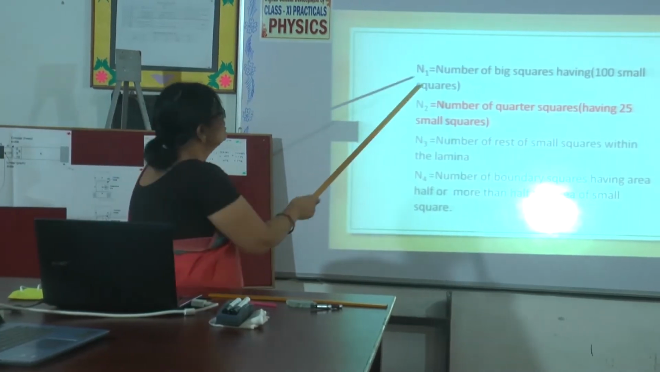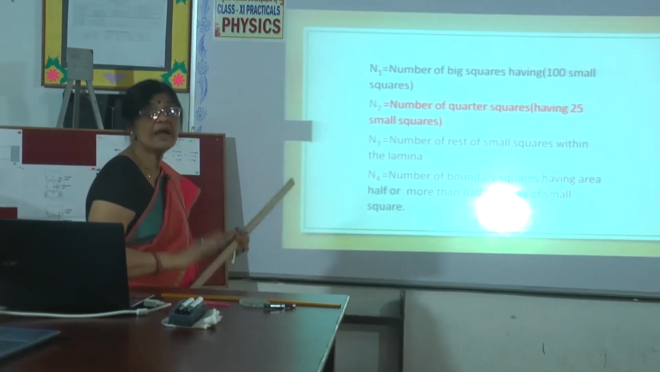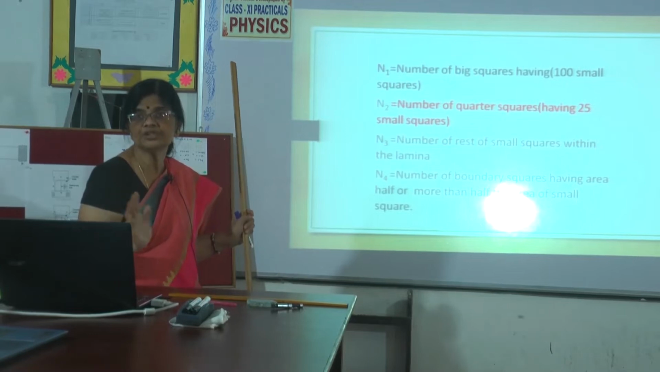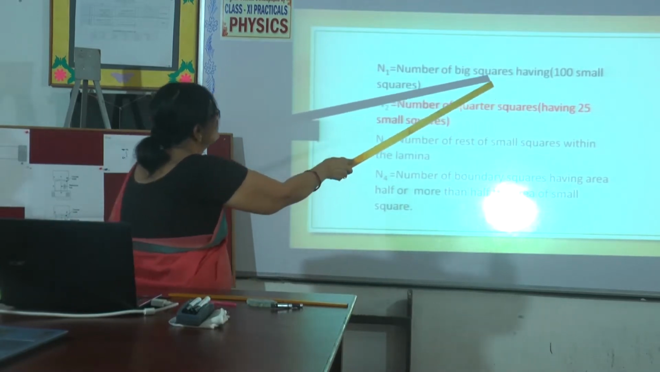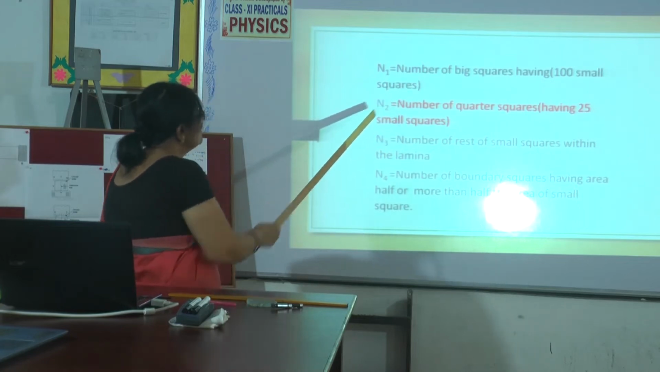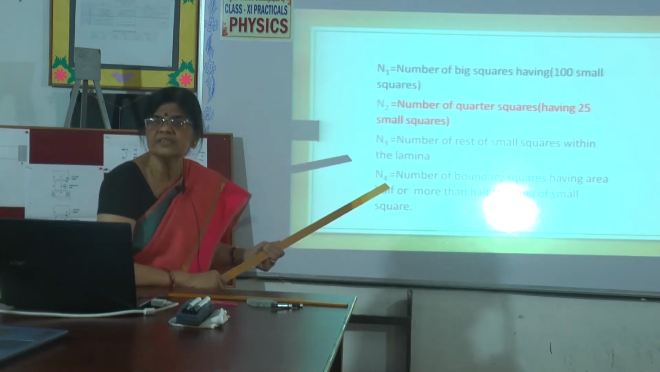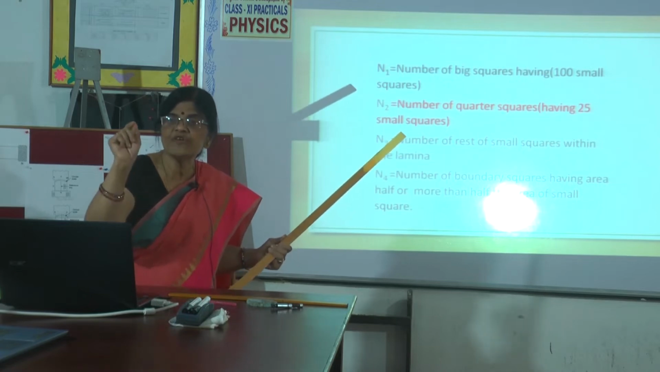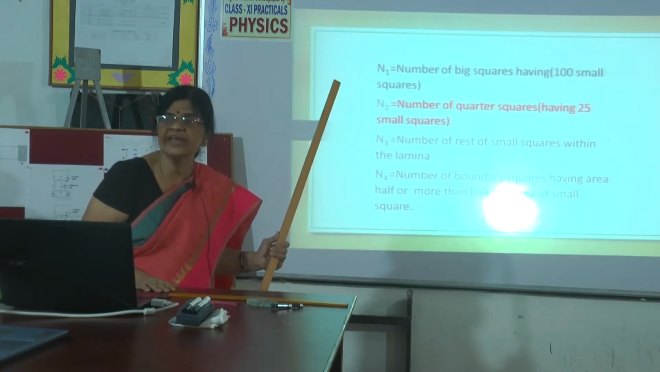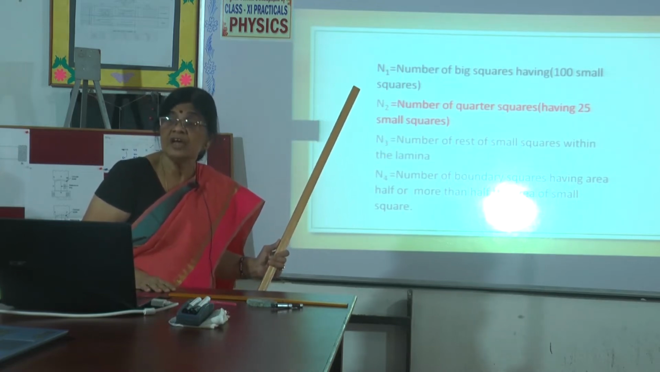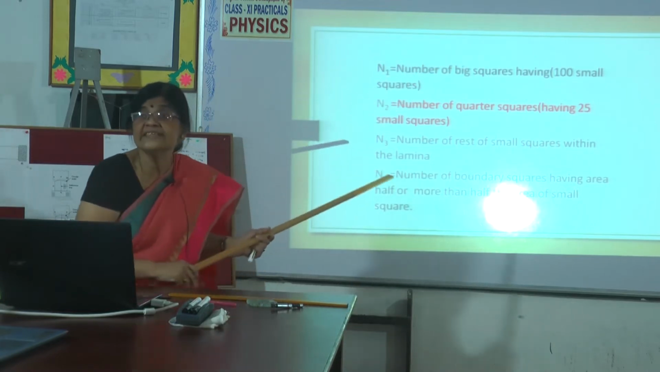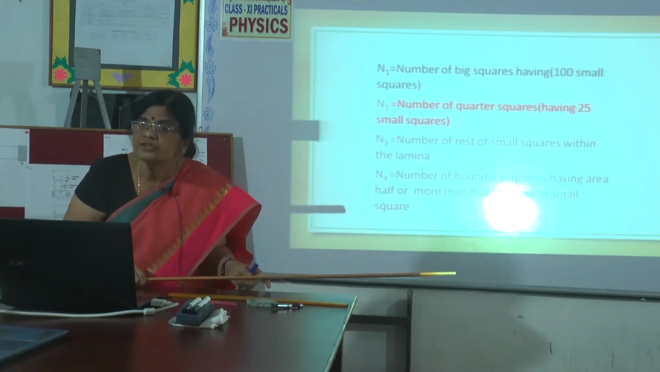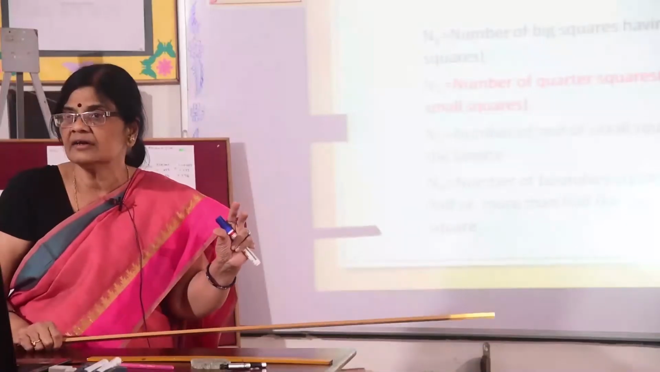Now what are these? N1 is the number of big squares. I am now explaining the area determination. Number of big squares which have 100 small squares. What is this 100 small squares? Each small square has a dimension of 0.1 by 0.1, so its area is 0.1 into 0.1, 0.01. 100 such squares are there. That means what is the dimension of this big square? 1 cm into 1 cm. So it is 1 cm square.